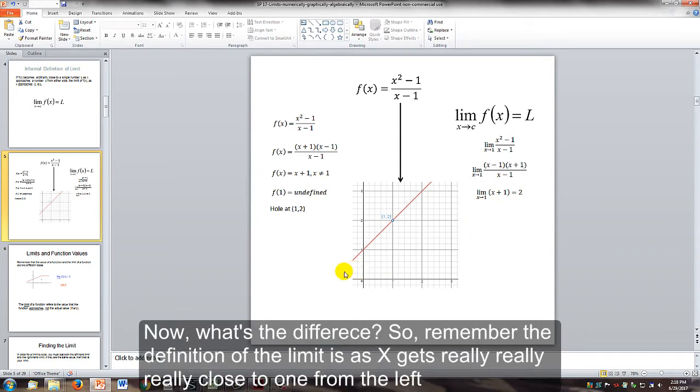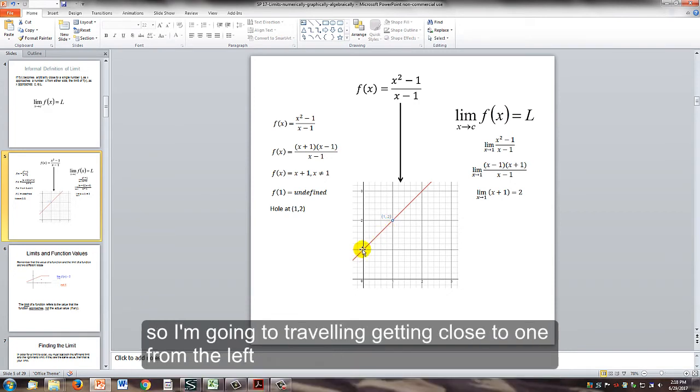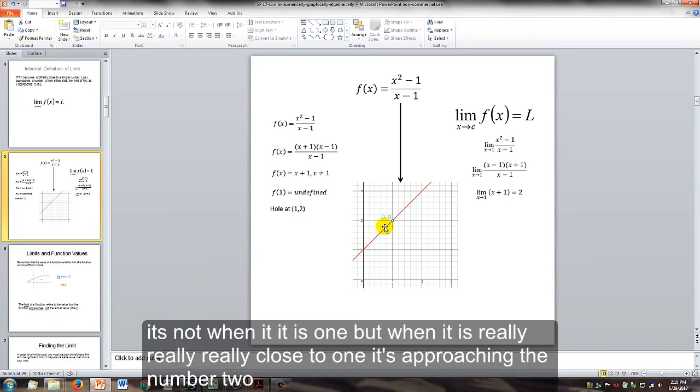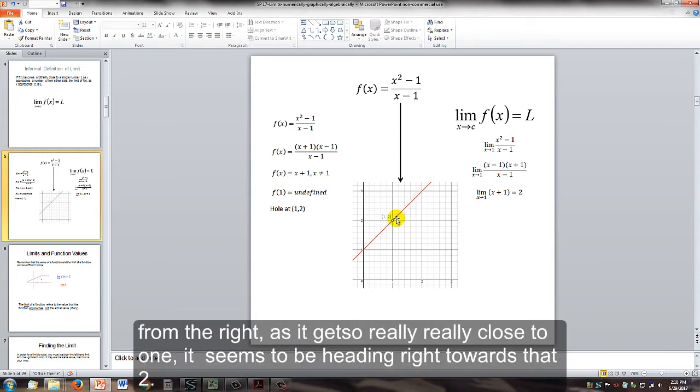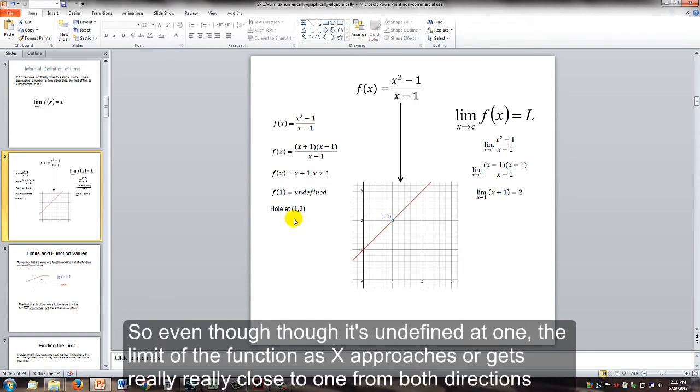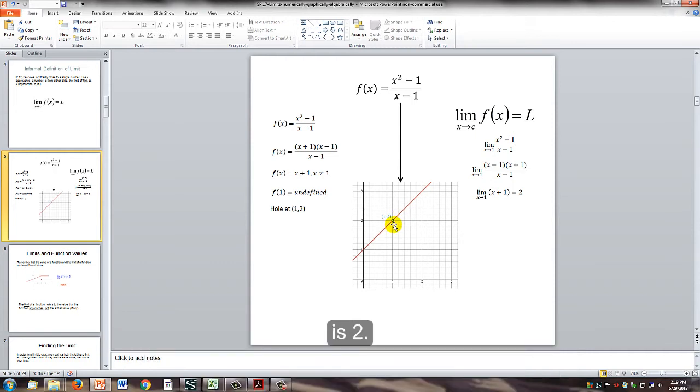Now, what's the difference? So remember, the definition of a limit is as x gets really, really close to 1 from the left. So I'm getting close to 1 from the left. It's not when it is 1, but when it gets really close to 1, it's approaching the number 2. And then again, if I look at x approaching 1 from the right, as it gets really close to 1, it seems to be heading right towards that 2. So even though it's undefined at 1, the limit of the function as x approaches or gets really close to 1 from both directions is 2.